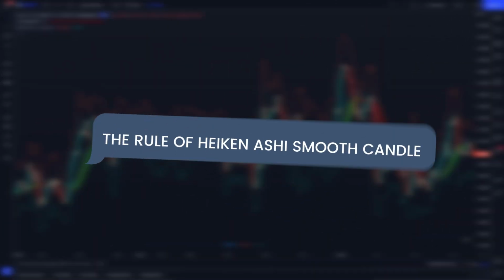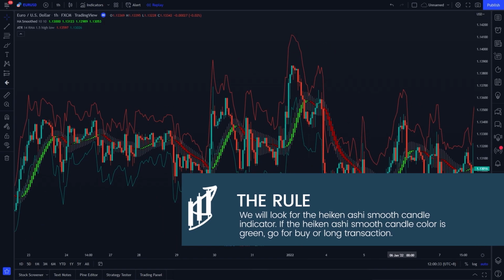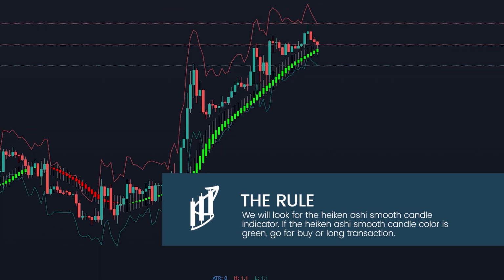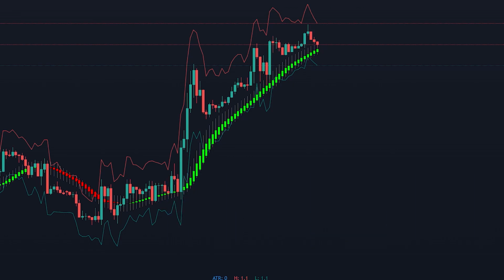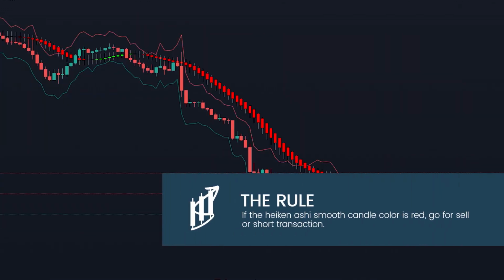The rule of Heiken Ashi Smooth Candle. We will look for the Heiken Ashi Smooth Candle indicator. If the Heiken Ashi Smooth Candle color is green, go for buy or long transaction. If the Heiken Ashi Smooth Candle color is red, go for sell or short transaction.